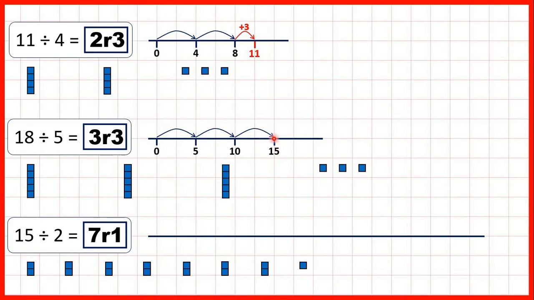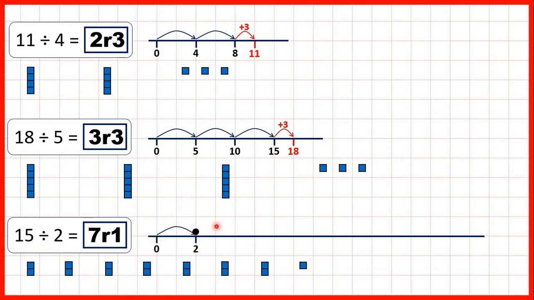So we need to stop at 3 jumps of 5, and then to get to 18 from 15, we need 3 more. We need to add 3. So here, because we made 3 jumps of 5 and then needed to add 3, our answer is 3 remainder 3.